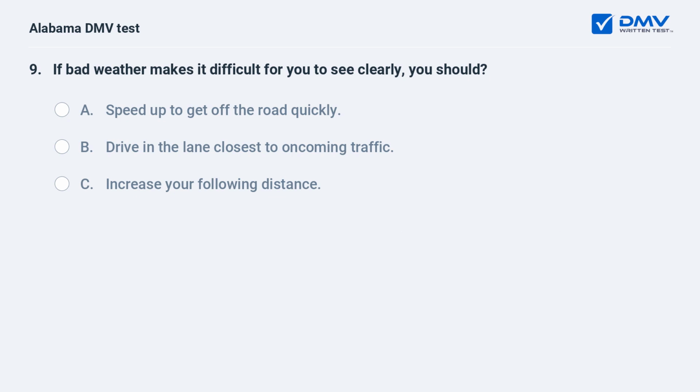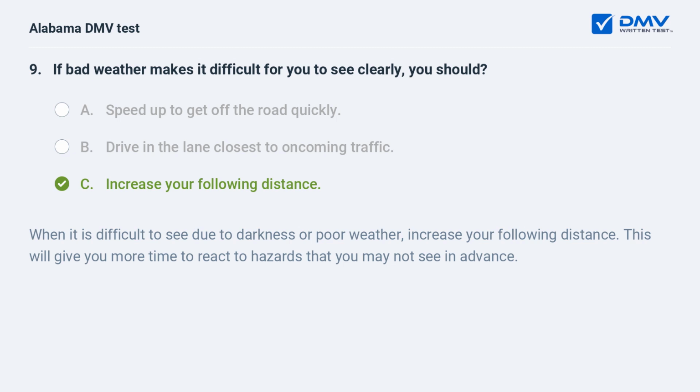If bad weather makes it difficult for you to see clearly, you should A. Speed up to get off the road quickly. B. Drive in the lane closest to oncoming traffic. C. Increase your following distance. C. Increase your following distance. When it is difficult to see due to darkness or poor weather, increase your following distance. This will give you more time to react to hazards that you may not see in advance.